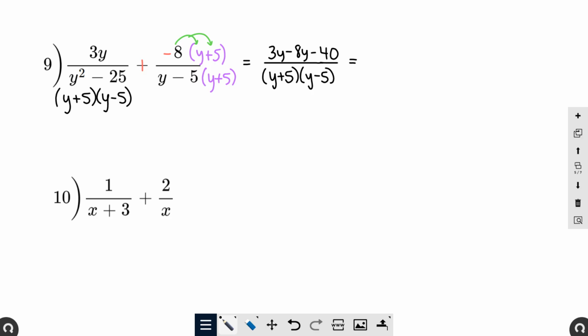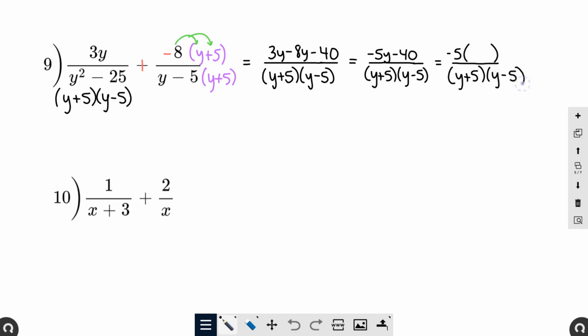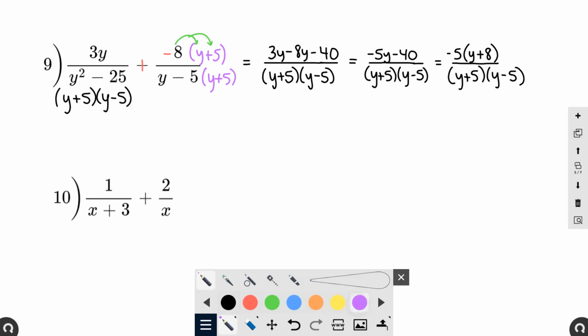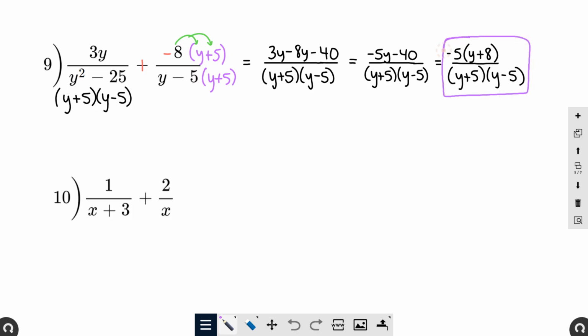Which again, this is another one that we could go ahead and simplify that numerator a bit more, add those like terms, we get negative 5y minus 40. But that can be factored. We could take out a negative 5, good. So that is y plus 8. And nothing cancels there, so that's got to be our final answer.